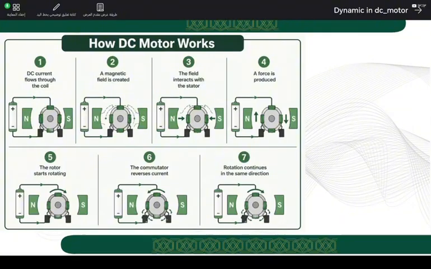So how does it all come together? It starts when a DC current flows through the coils. Immediately, this creates a magnetic field around it. The field interacts with the stator. As a result, a magnetic force is produced, causing the rotor to start rotating. But to keep it moving, the commutator plays a key role here by reversing the current direction, and this is exactly why the rotation continues smoothly in the same direction. It's a perfect loop of physics in action.